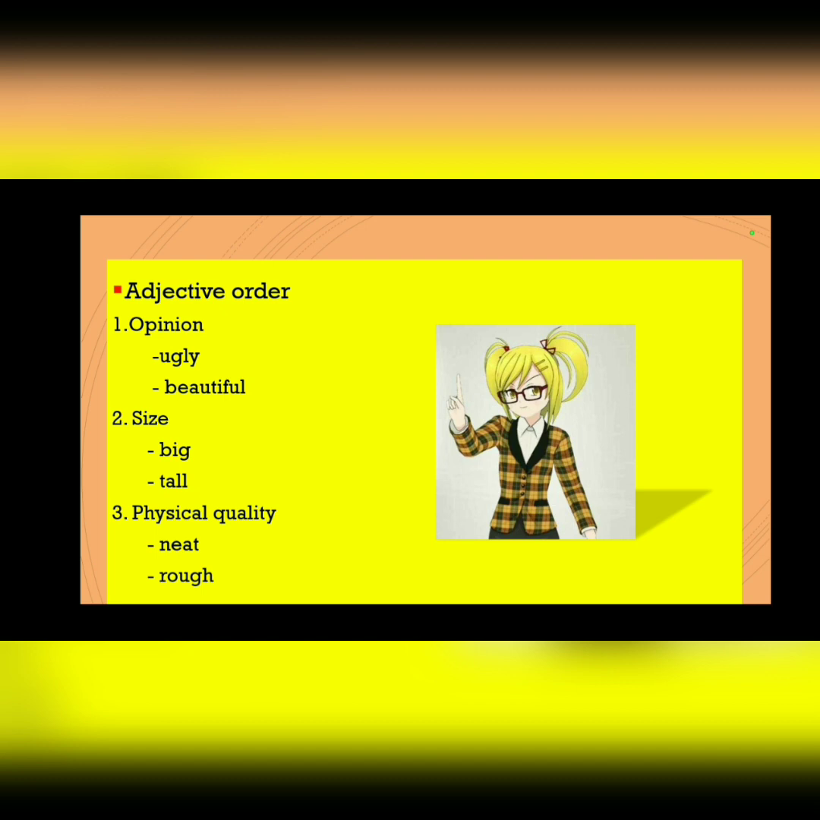Okay, number 1, opinion: ugly, beautiful. Number 2, size: big, tall. Number 3, physical quality: neat, proud. Number 4, shape. For example, round or square. Number 5, age: old, new. Number 6, color: pink, orange.